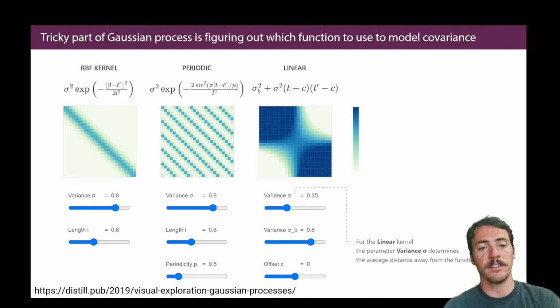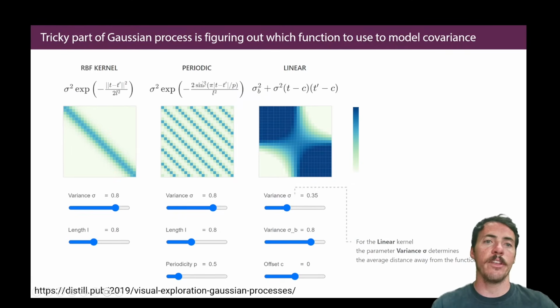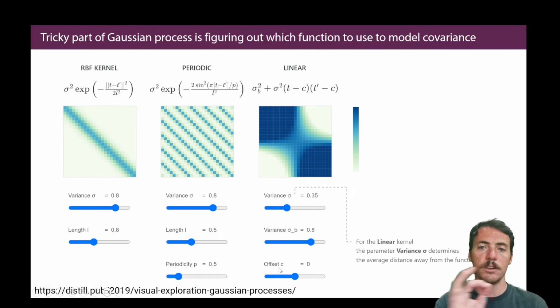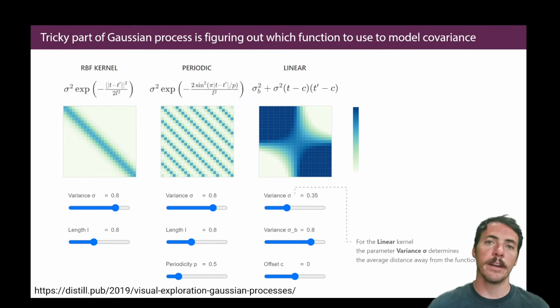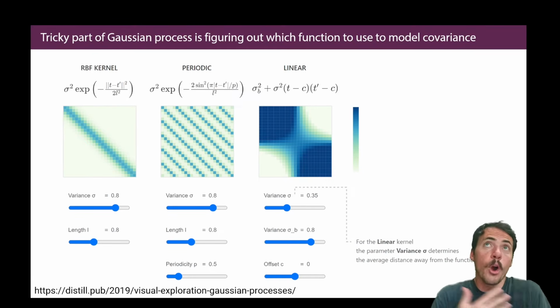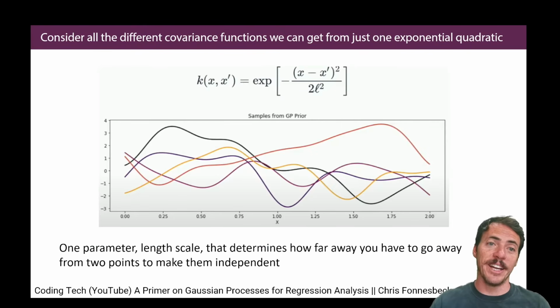And that Distill page has lots of really cool tools. Here they have RBF, here they have periodic, here they have linear, and you can explore what the variance and the length parameter will do. If there's periodicity, if there's an offset, you can actually see what it will make it look like, which is pretty rad. So the pro of this is that you can make these Gaussian processes fit many, many types of data, right? There will be a downside, of course, right?